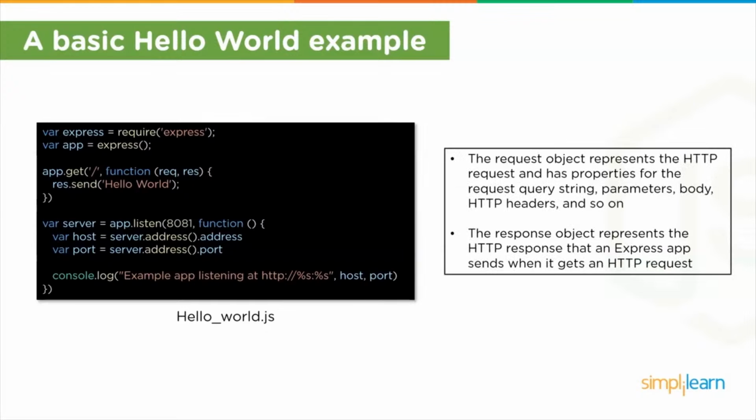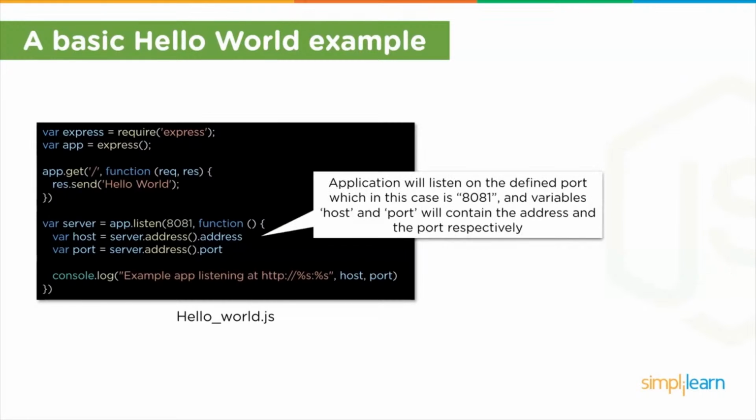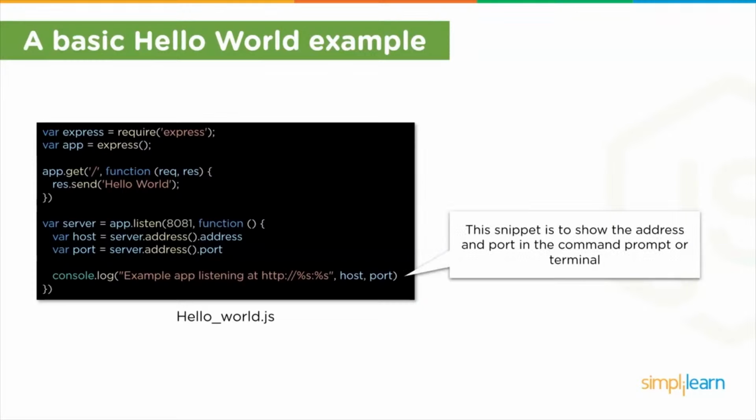The request object represents the HTTP request and has properties for the request query string, parameters, body, HTTP headers, etc. The response object represents the HTTP response that an Express app sends when it gets an HTTP request. Now the application will listen to the defined port, which in this case is 8081, and variables host and port will contain the address and the port respectively. Lastly, we have the console.log, which is used to show the address and port in the command prompt.